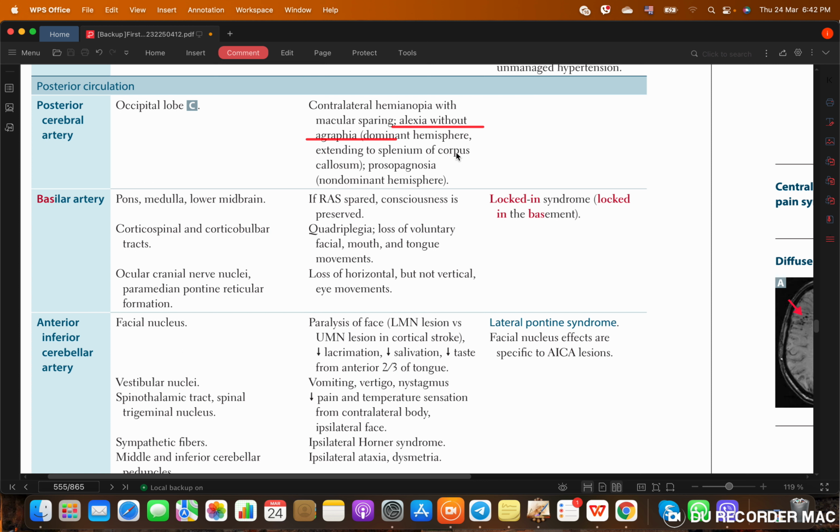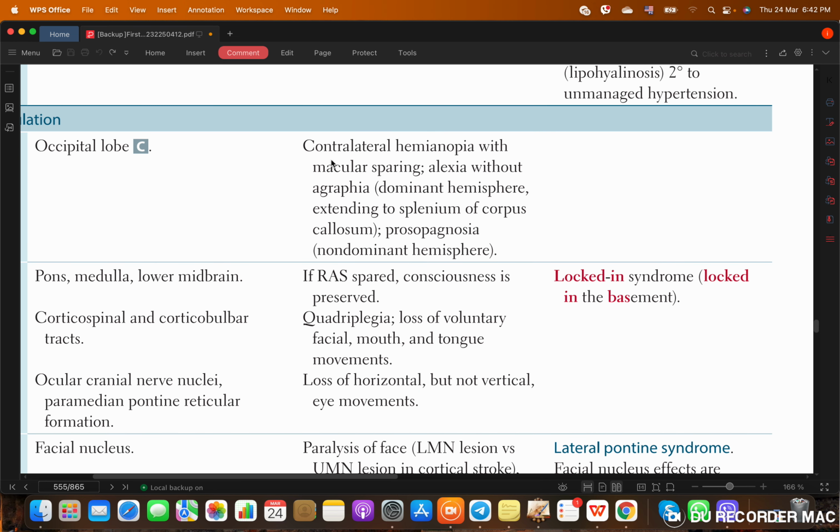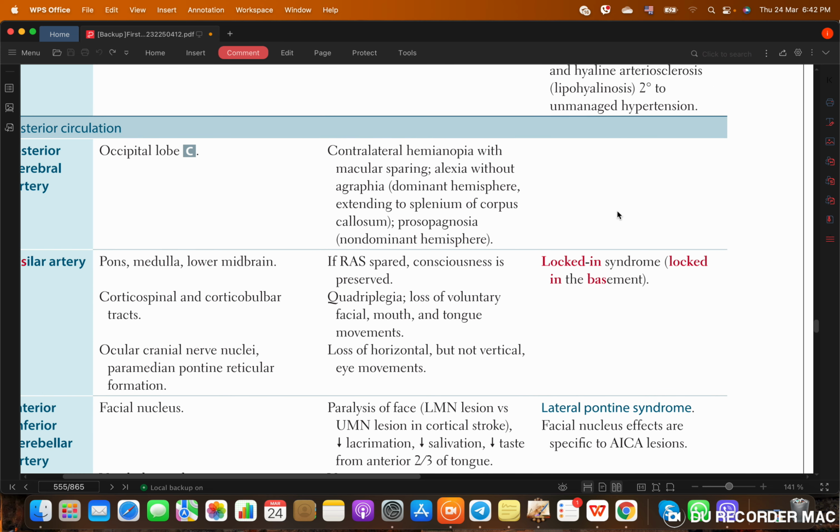Alexia without agraphia. What does that mean? You know, guys, sometimes you bring a person and put him on the stage and tell him to read something. They call him dyslexic. If you tell him to read something in his brain, that's not problematic. He will just read it. But if you tell him to read something like a text, he will be really frustrated. That's dyslexia. Alexia is inability to read. Agraphia is inability to write down something.